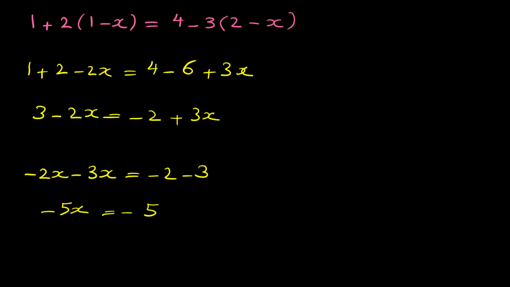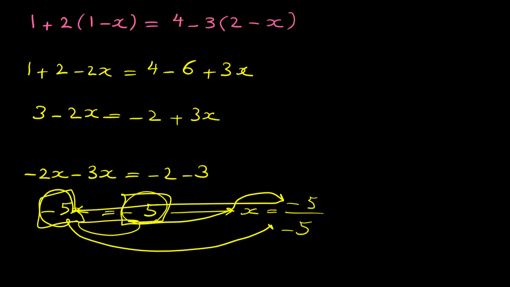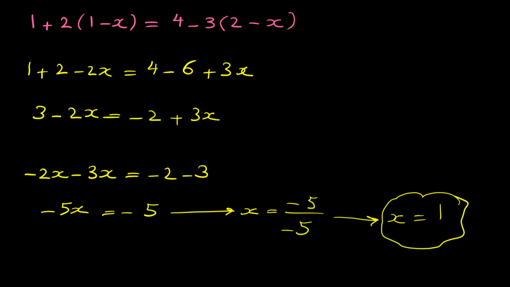So what is x from this equation? x is negative 5 over negative 5. This over that: this goes in the numerator, this goes in the denominator. So finally, what is x? Negative 5 over negative 5, negative with negative cancels, 5 over 5 is 1, so x is 1. And this is the solution of the equation.